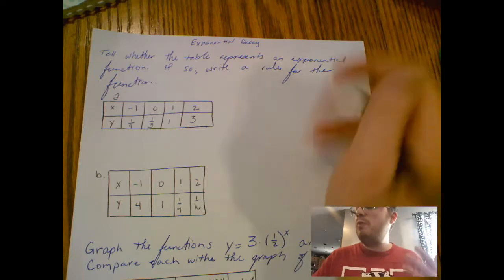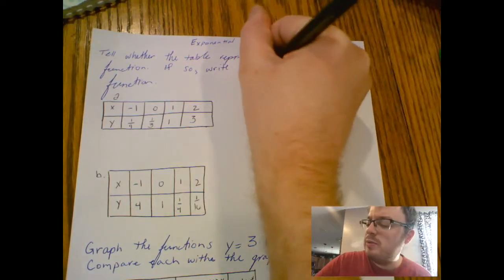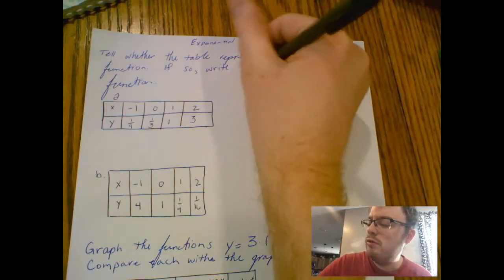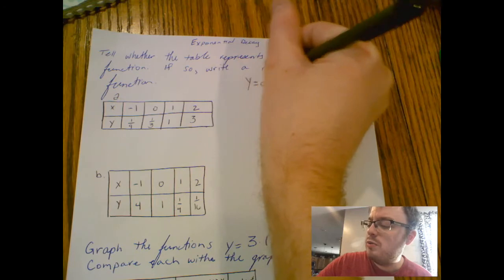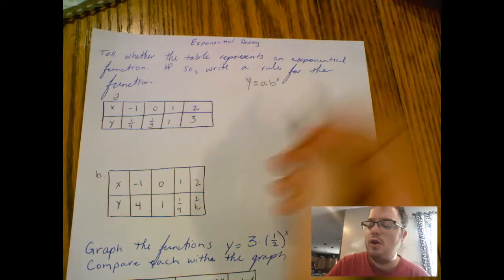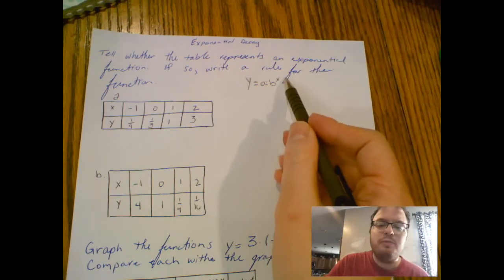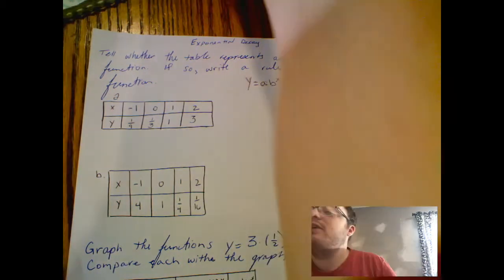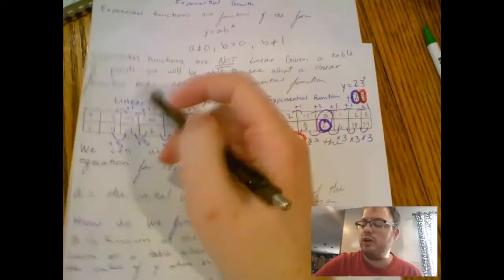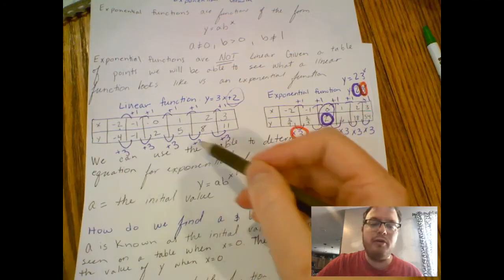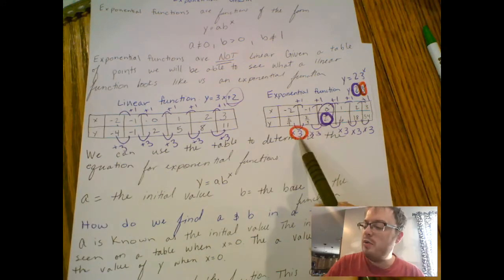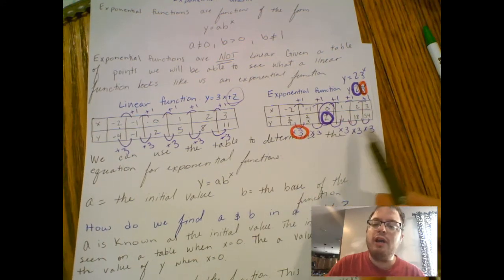So really what we need to do is remember the rule of exponential functions: y is equal to ab to the x. Remember with tables, linear functions occurred when we added the same number over and over again to our y values. Exponential functions occurred when we multiplied the same number over and over again.